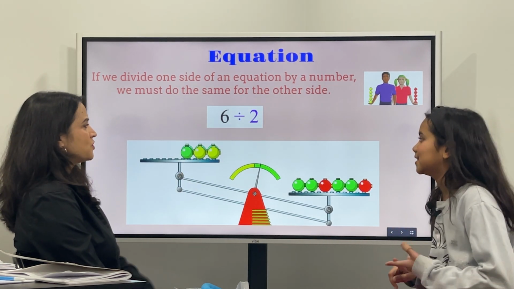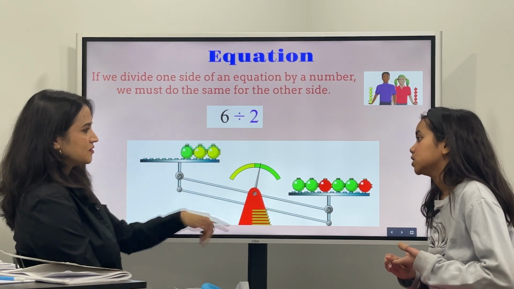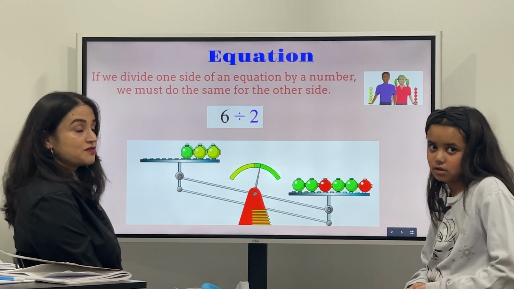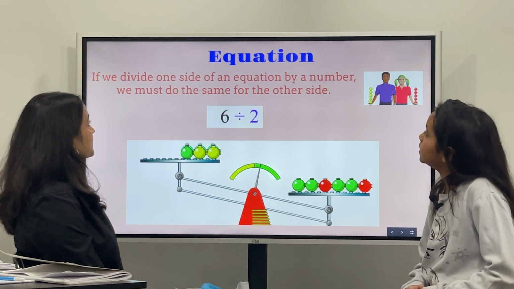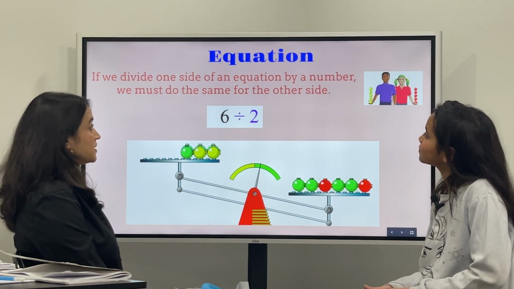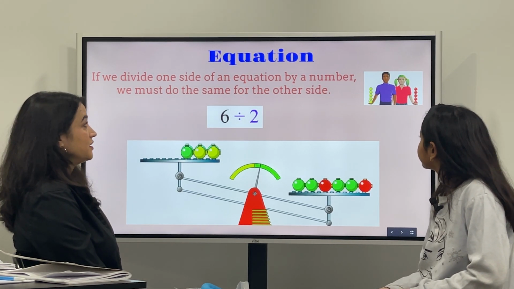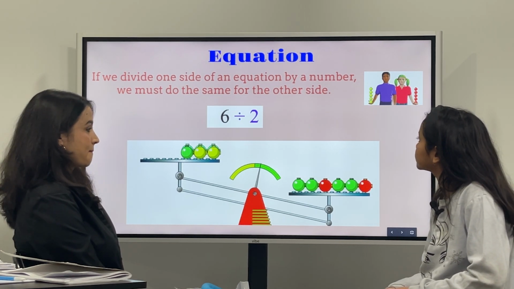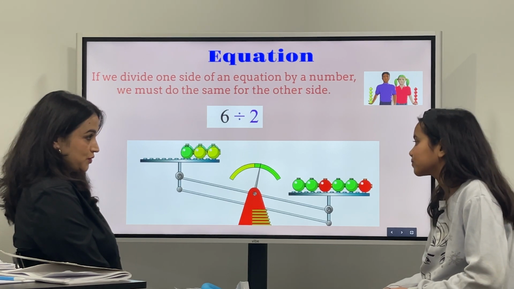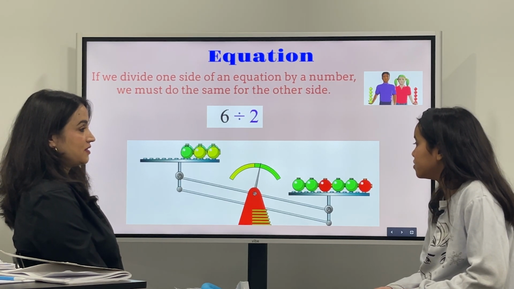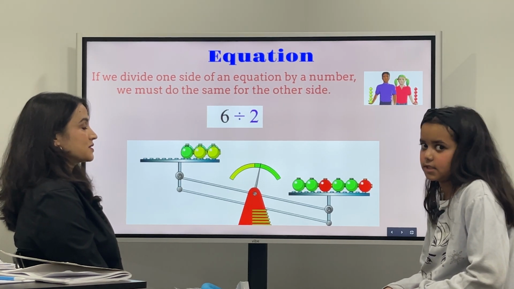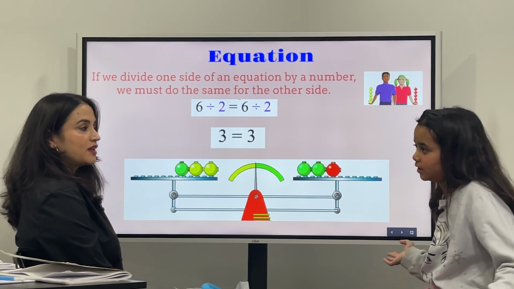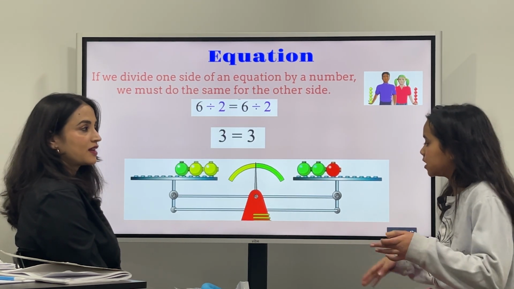Okay. Now 6. What do you see? Now it's 6 divided by 2. So division. If we divide one side of an equation by a number, we must do the same for the other side. So 6 divided by 2, you also have to do 6 divided by 2 on the other side, which will be 3. Equal to 3.